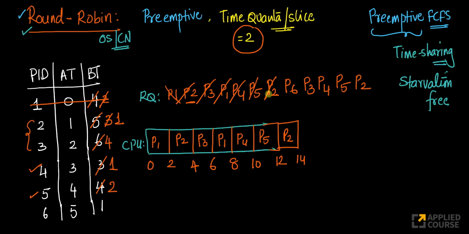This is very, very important, right? So P2, we processed it. Next comes P6. Look at this. Here is a very interesting case, right? We removed P6, but P6 requires only 1 unit of time.